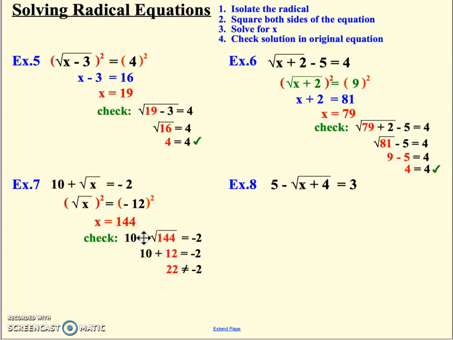Now, there's something that happened here that I could have probably figured out much earlier, but I did this sort of on purpose to you guys. So if I plug that 144 back in, that's 12, I get 22. 22 does not equal negative 2, which means there's no solution.